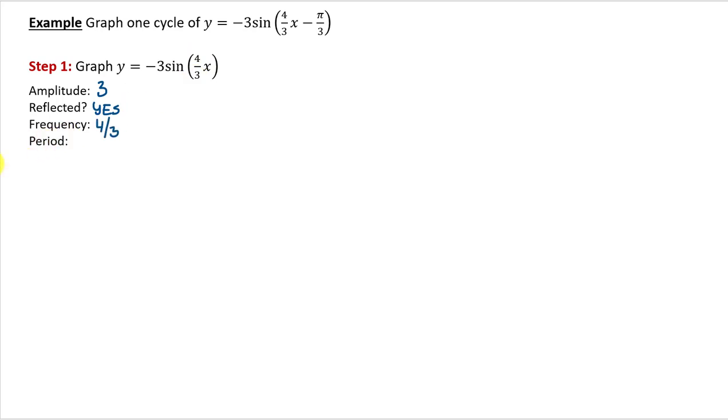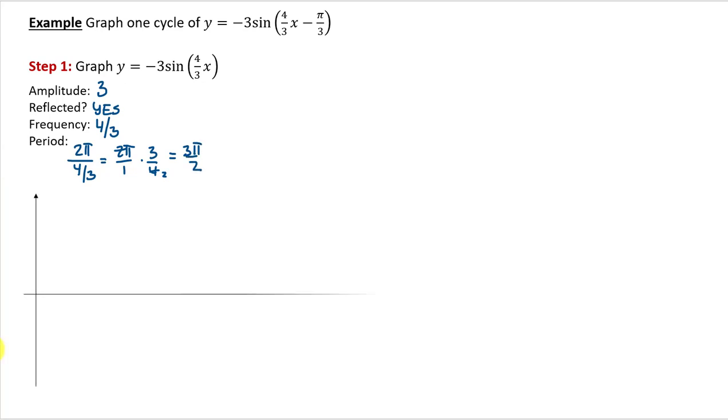And to find the period, I'm going to take 2 pi and divide by the frequency, 4 over 3. So that's 2 pi over 1 times 3 over 4. That is 3 pi over 2. So let's graph. I'm going to place 3 pi over 2 on the horizontal axis. That's where the first cycle ends.